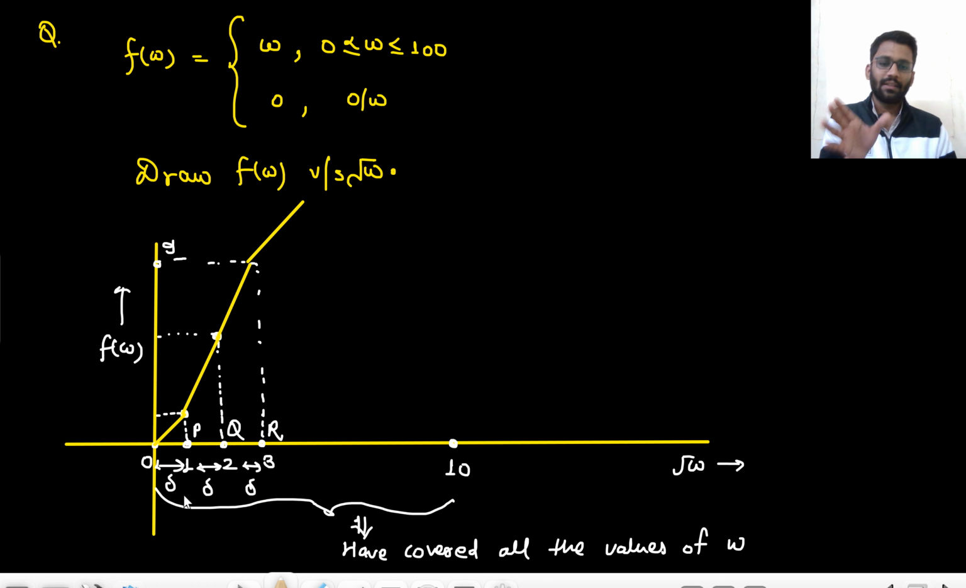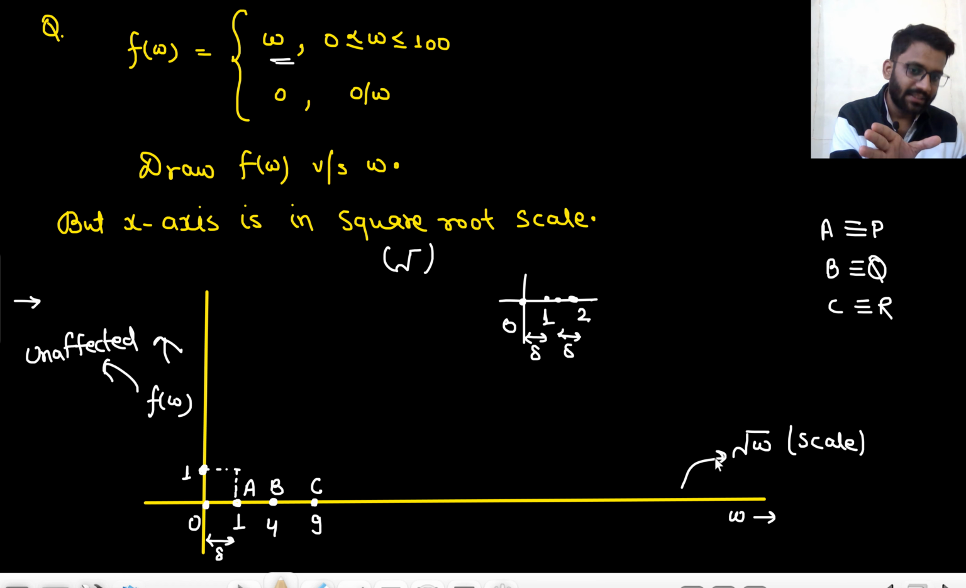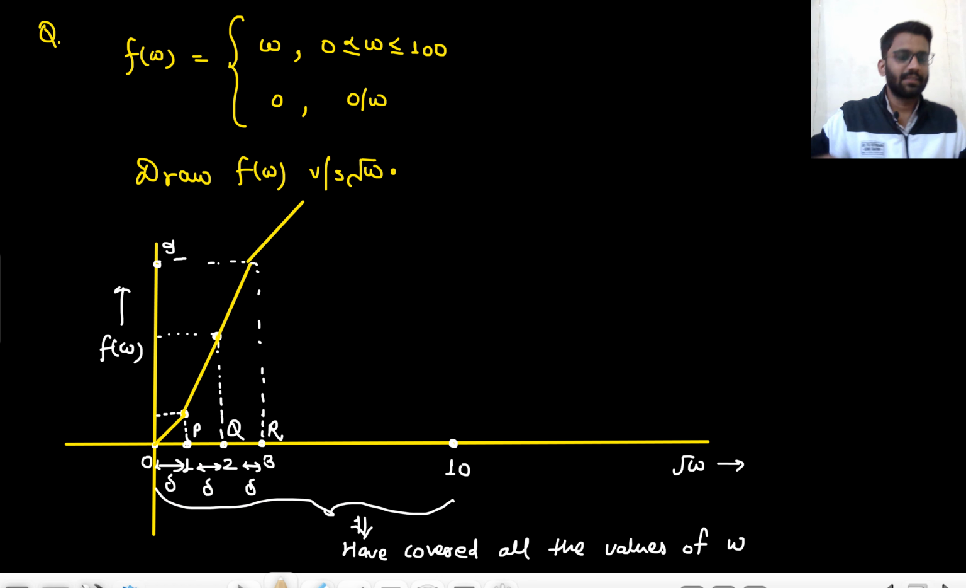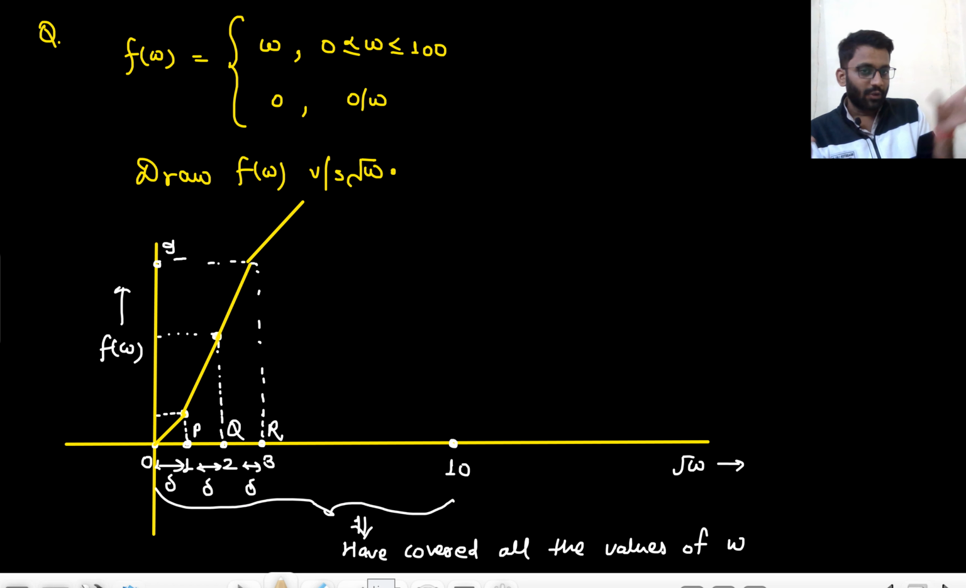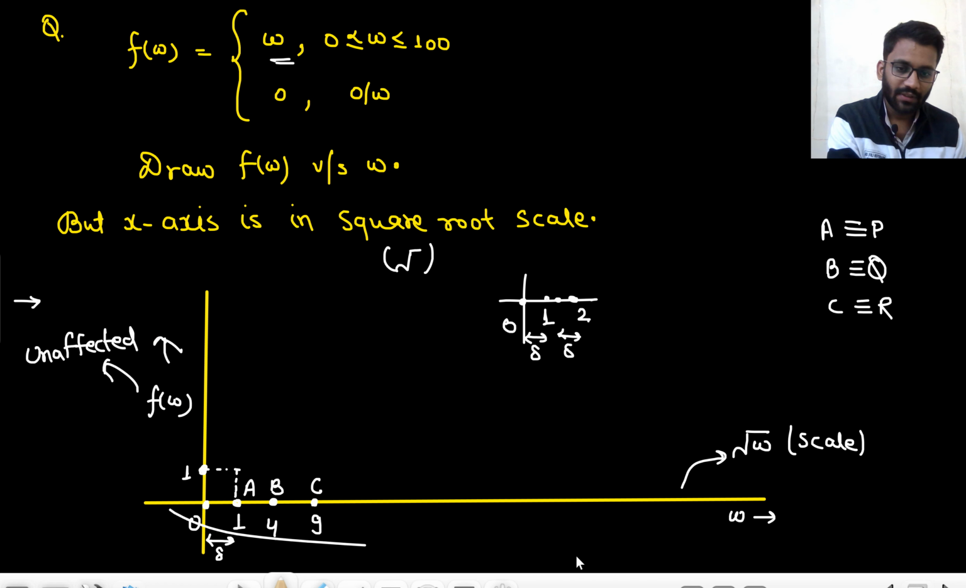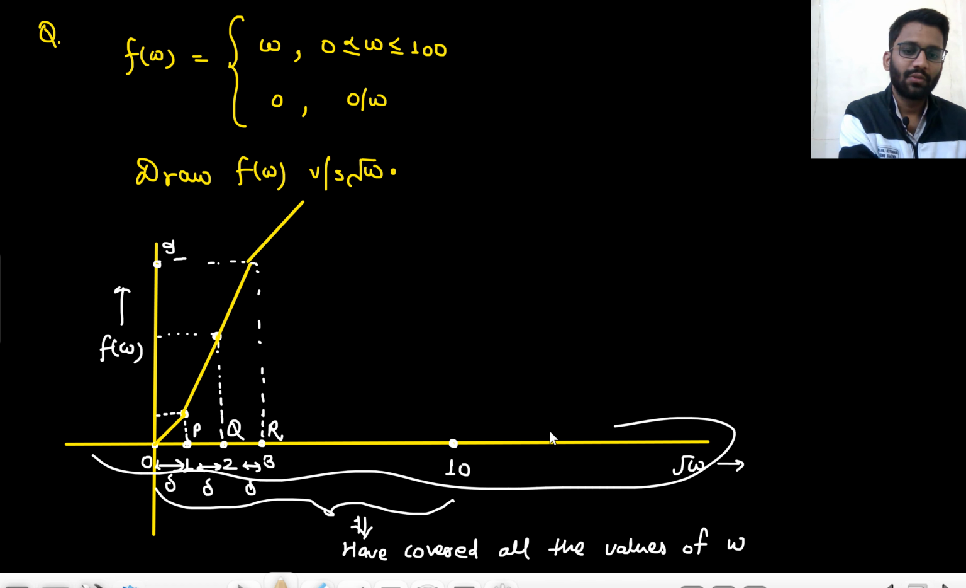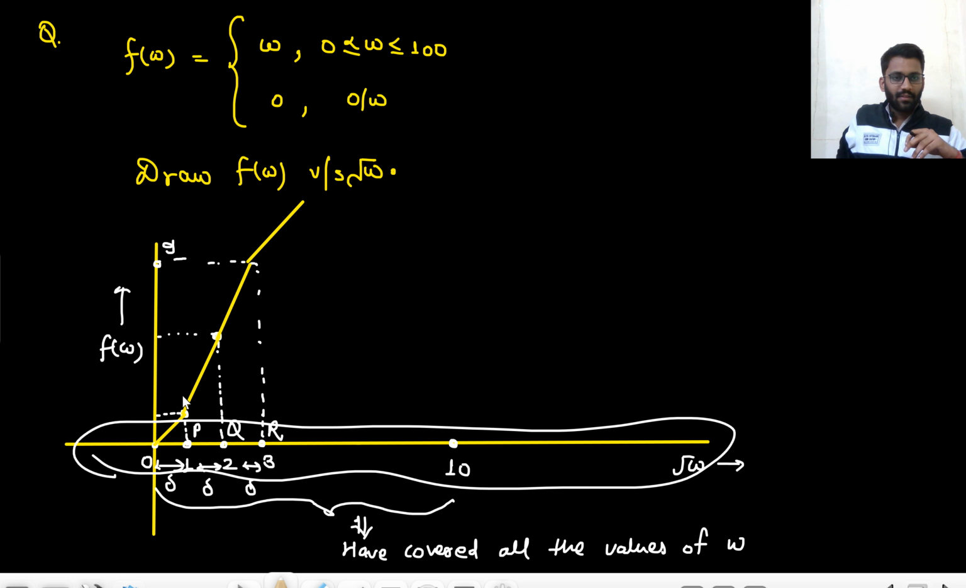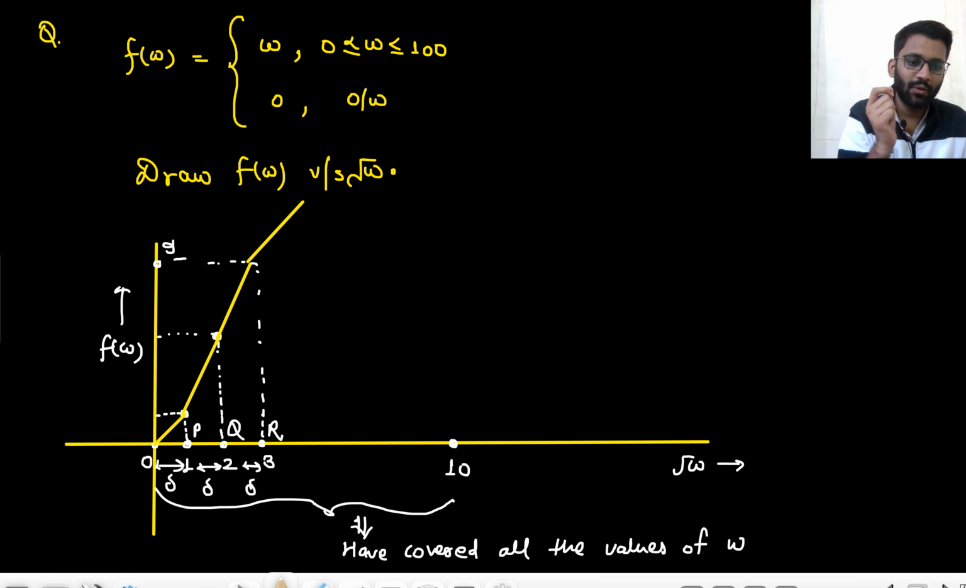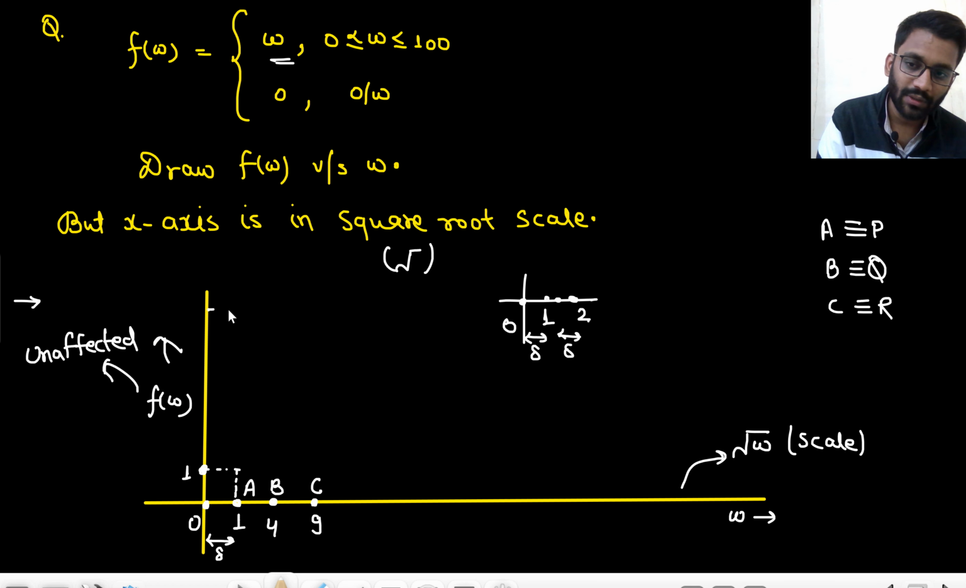How can you think of it? Just think that this omega axis is superimposed on this root omega axis. You take this omega axis and put it on this root omega axis. So this is what we are doing. So f of omega is unaffected. At omega equals 9, you will be having f of omega equals 9 only. That is unaffected. Okay?